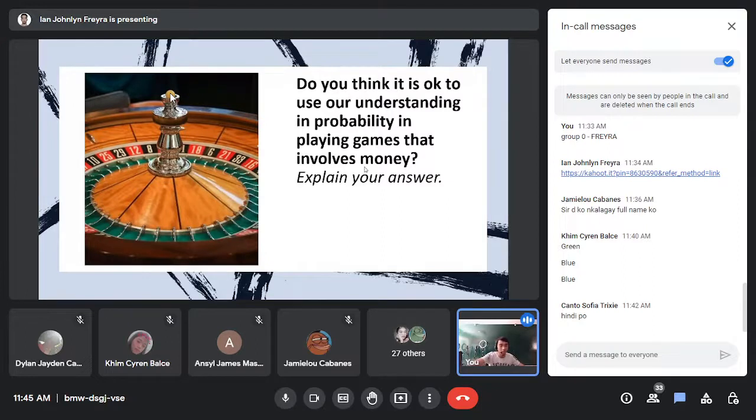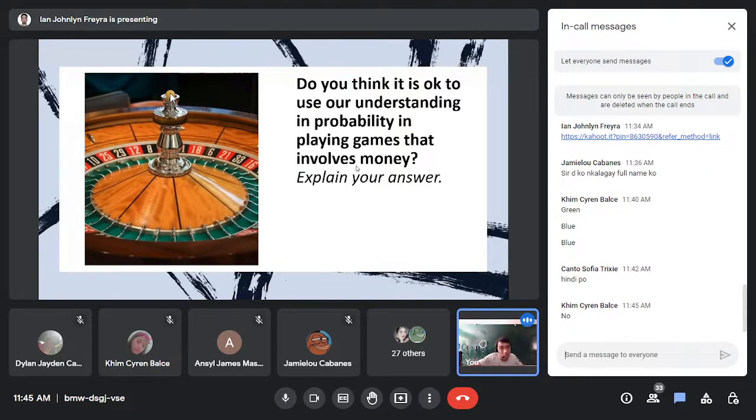Jamie Lou, why yes? Why do you think it is okay to use probability in playing games that involves money? Para malaman ko kung ano po yung tama at saka hindi po. Oh, para mahulaan mo yung tama o hindi lalabas o para mas malaki yung chance mong manalo. Right? Ayun ba, Jamie Lou? Oh, good point. Yes. Para mas malakas yung chance mo.